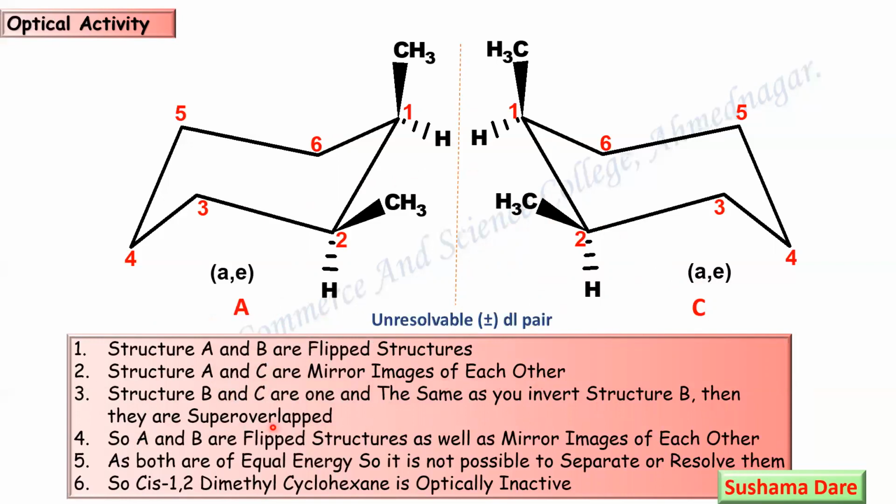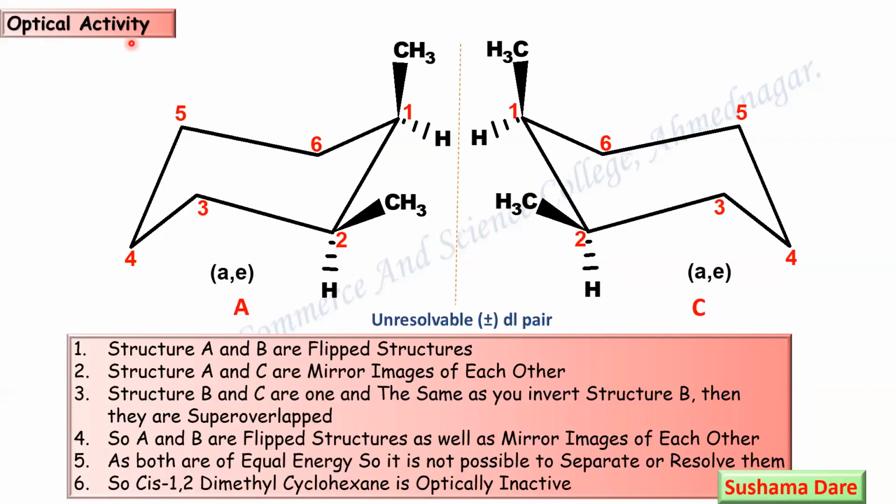These things we will discuss in the next video. So A and B are flip structures as well as mirror images of each other. As both are of equal energy, it is impossible to separate or resolve them. So cis-1,2-dimethyl cyclohexane is optically inactive.